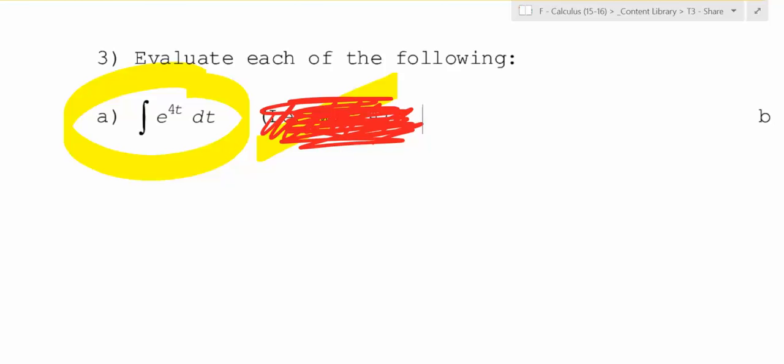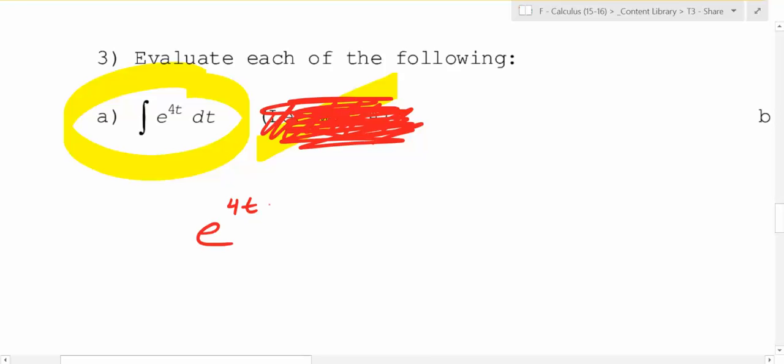You might be able to do this in your head. Well, what's the integral of e to the x? E to the x. The integral of e to the x is e to the x. So the answer to this is probably going to have e to the 4t in it.